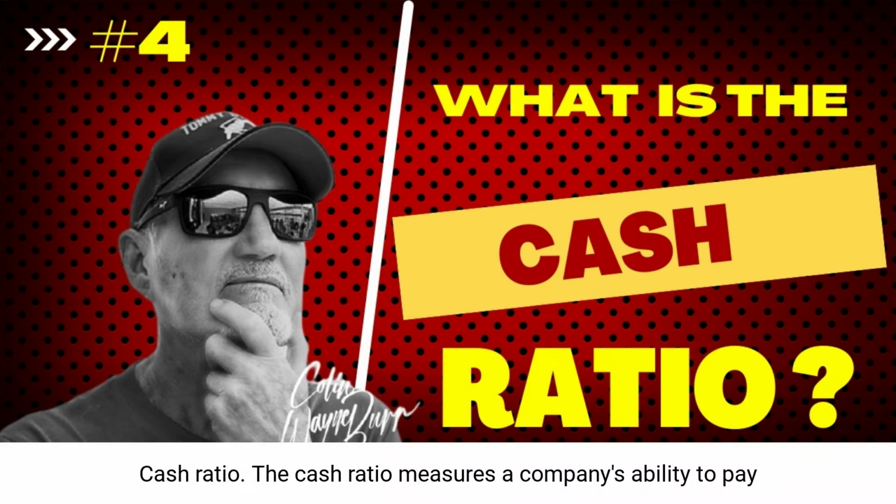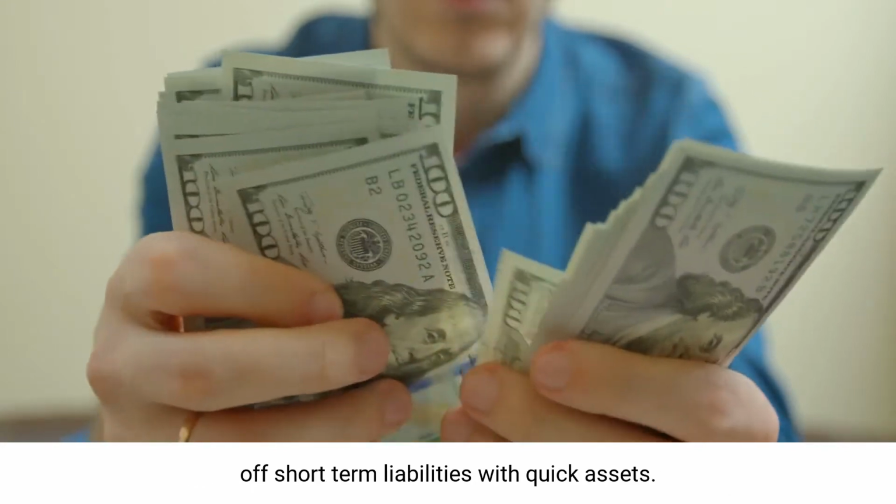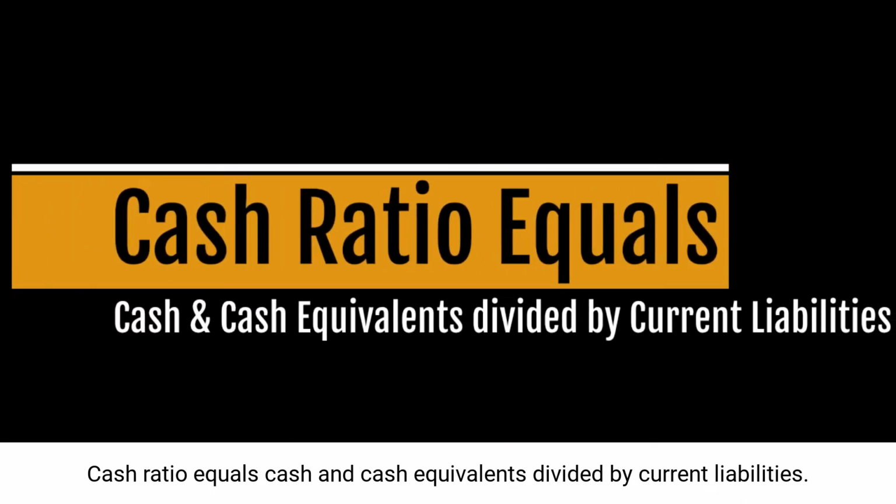Cash ratio. The cash ratio measures a company's ability to pay off short-term liabilities with quick assets. Cash ratio equals cash and cash equivalents divided by current liabilities.